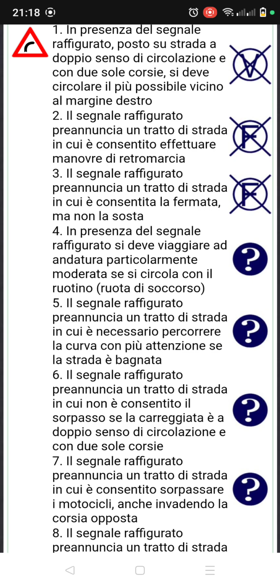You say this sign figure is announcing a section of the road which allows consentita la fermata, which allows stopping, ma non la sosta, but not parking. It forbids the two. False.